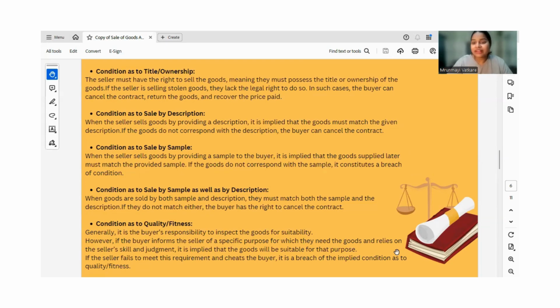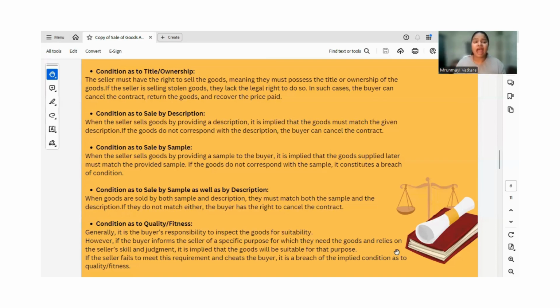Condition as to sale by description. When a seller sells goods by providing a description, it is implied that the goods must match the given description. Let's say you're buying a car, and the description says that you're getting a particular variant and the color of the car is blue. In that case, if at the time of delivery the car you receive does not match the description, the variant is different, the color is different, in that situation, the buyer can cancel the contract.